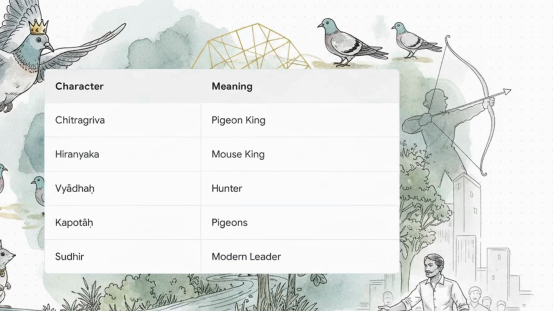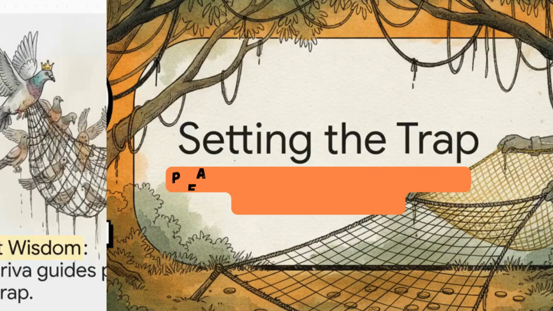First, we've got Chitragriva, the wise king of pigeons, our main protagonist. Then there's his dear friend Hiranyaka, the king of mice. Next up is our antagonist, the Vyada, which simply means the hunter. Then we have the Kapota, the everyday pigeons who actually follow Chitragriva. Oh, and finally, you might just see a question about Sudhir. Keep in mind, Sudhir is the modern leader from the introductory section of your text.